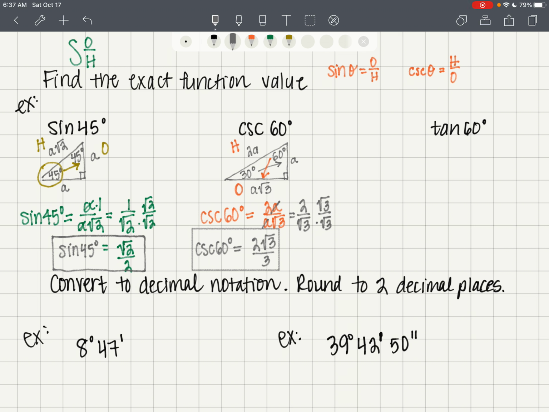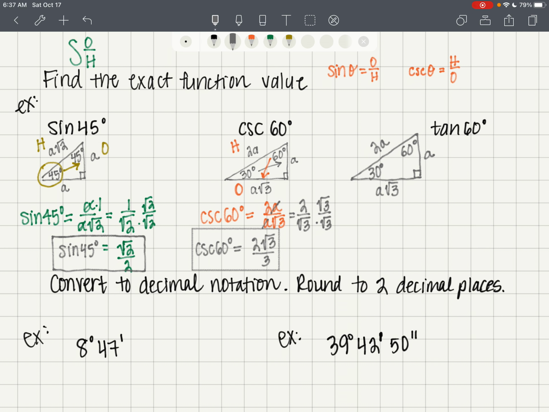I'm going to redraw the picture because it's very helpful to continue to redraw, especially when you're just learning this. 30 degrees, 60 degrees. Remember, across from 30 degrees is A. Across from 60 is A times the square root of 3. And then across from the right angle is 2A.